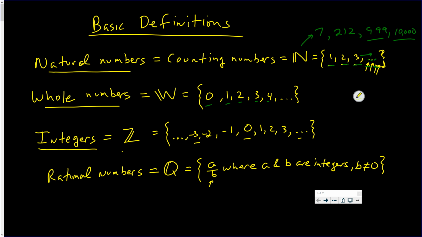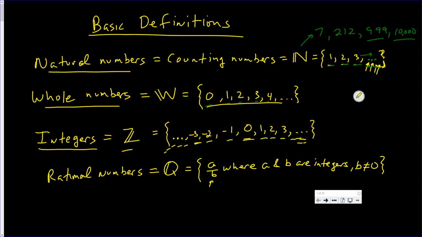The integers, well, they have all the whole numbers. They have 0 and 1 and 2 and 3 and 4 and 5 and 6 and eventually 17 and eventually 29. But they also have the negative integers, the negative whole numbers: -1, -2, -3, -4, -5, -6, -7, -8, and so on.